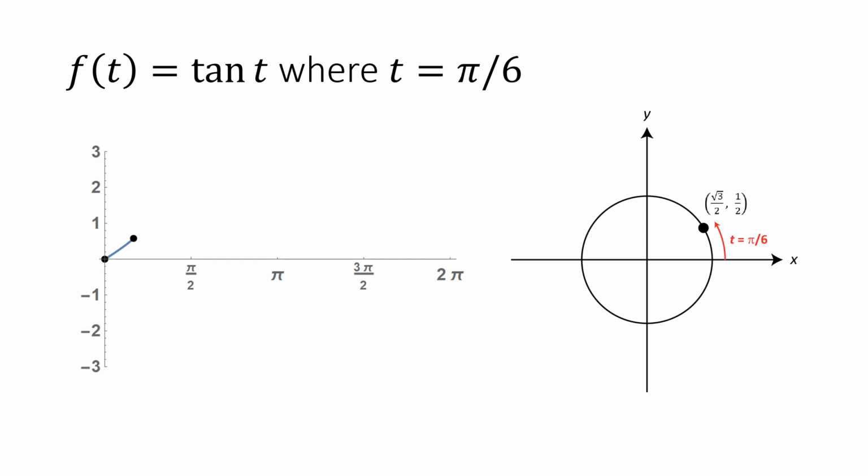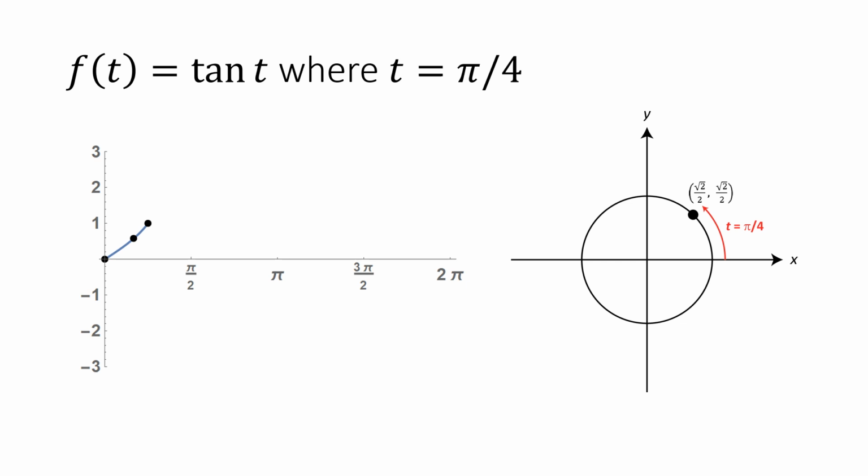Now when we move to pi over 6, 30 degrees, we're at the point radical 3 over 2, 1/2. Again, the tangent of pi over 6 is going to be b over a, so that'll be 1/2 divided by square root of 3 over 2, also known as 1 over radical 3, or if we rationalize our denominator, square root of 3 over 3. So on my tangent graph, I plot the point pi over 6, square root of 3 over 3. And now we're going to move on to our next special angle.